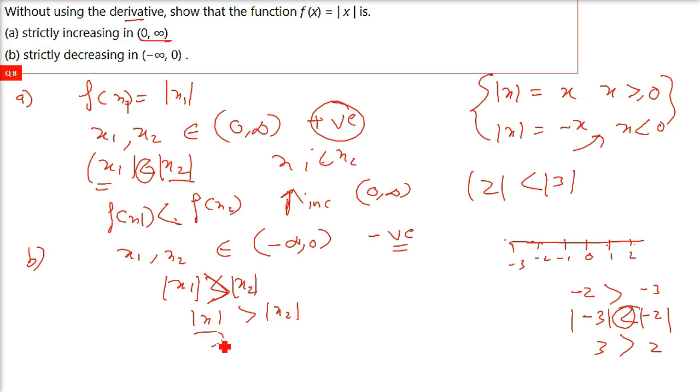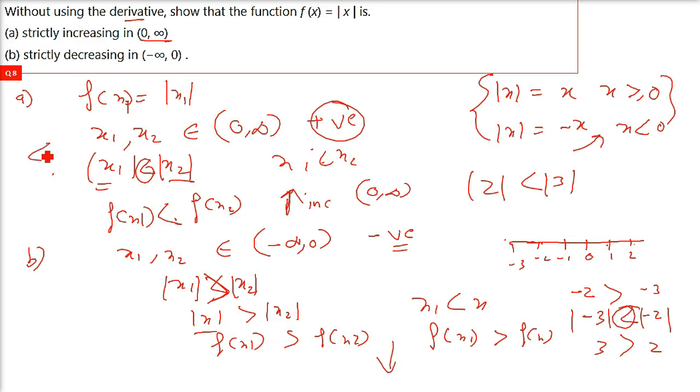Alright. This is f(x1). What is this? This is f(x2). So it has become greater. So x1 less than x2 implies f(x1) greater than f(x2). That means this function is strictly decreasing. Right? If one value is less than the other, and the function value is also less, it is increasing, or otherwise it is decreasing. That can be used as backup knowledge you can have.